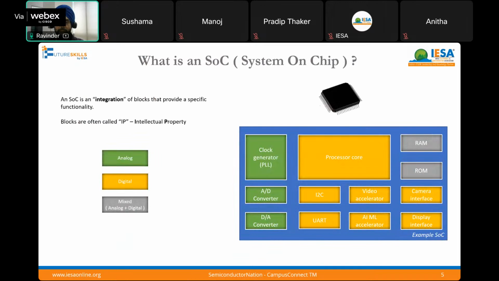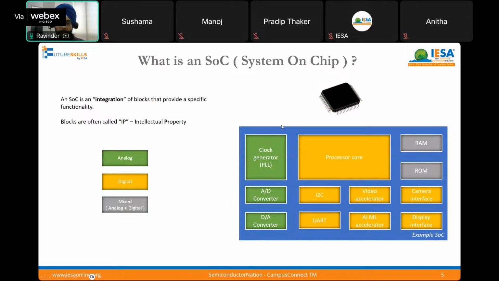When we look at SoC, what are we really talking about? What exactly is an SoC? At a very basic level, and by the way, this is a very oversimplified description, it is a collection, an integration of different IPs. And IP is like different building blocks.